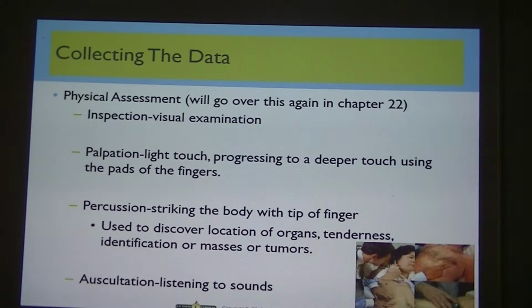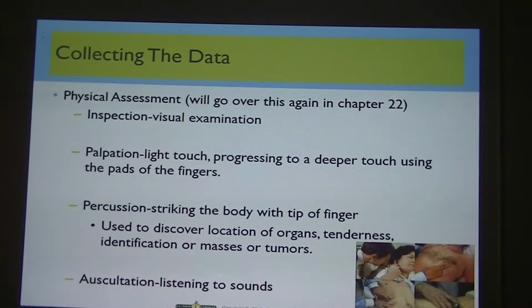Okay, so collecting your data. We're going to learn a lot more about this in chapter 22. We talk about physical assessment, but get these 4 ideas in your head right now. We collect our data through inspection. So that is your visual examination. Basically, what do you see? What are you seeing in the patient?